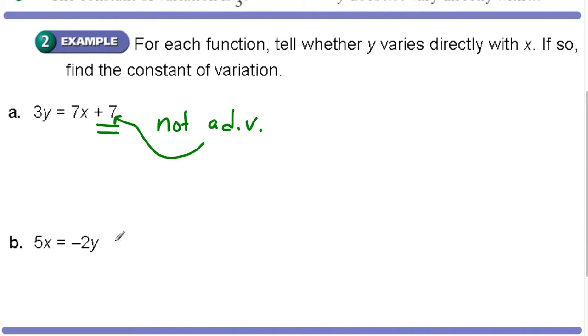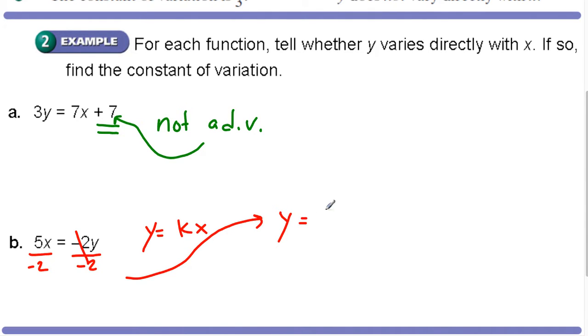Okay. All right, now looking down here, we don't have any plus anything, so this is going to be a direct variation. And we want it in the form of y equals kx. So that means I want this y by itself. So right now we're multiplying it by a negative 2. That means we need to divide both sides by negative 2, which leaves us with y equals negative 5 over 2x. Okay, so the negative 2's cancel out. You have 5 over negative 2, which is the same as negative 5 over 2, and then you have that x. So the constant of variation in this case is negative 5 over 2.